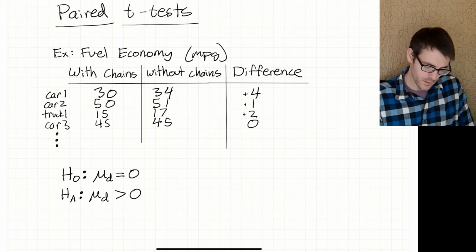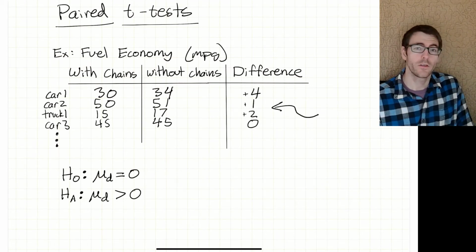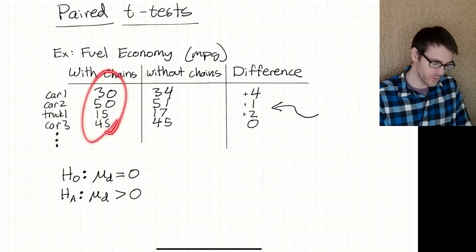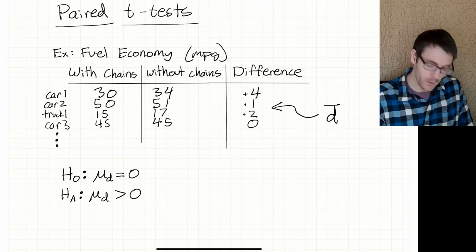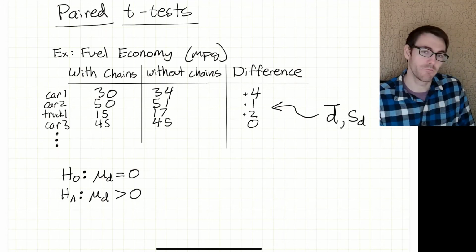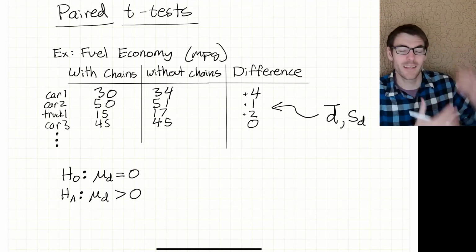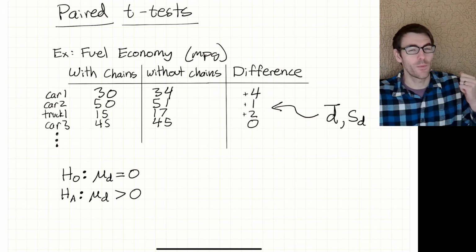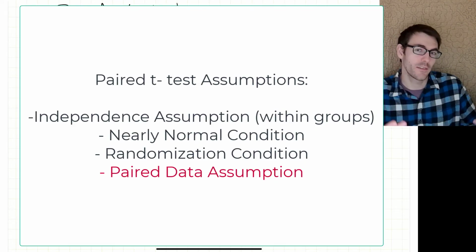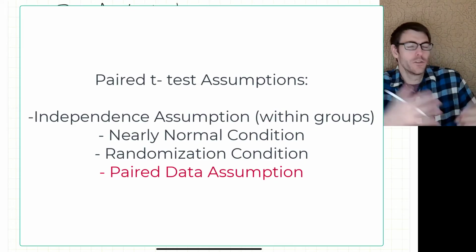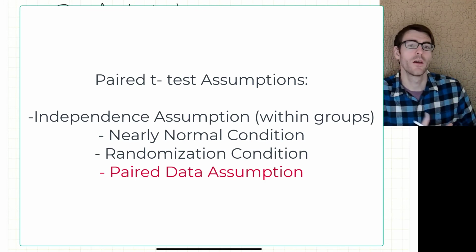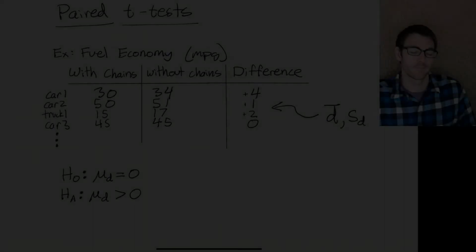A couple notation things. If we're talking about this distribution, rather than calling its average x bar like we would for one of these other distributions, we're going to call it d bar for difference, and its standard deviation is going to be s subscript d. But other than that, we can just follow the exact same procedure as we would for a one sample t-test. The one caveat there is that we have an extra assumption, and this assumption is really just saying that we actually do have a paired dataset. This is, of course, in addition to the usual assumptions we make when dealing with t distributions.